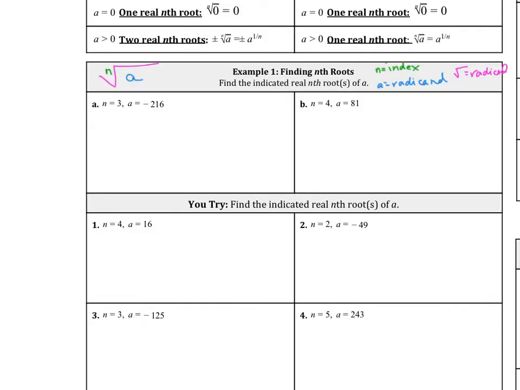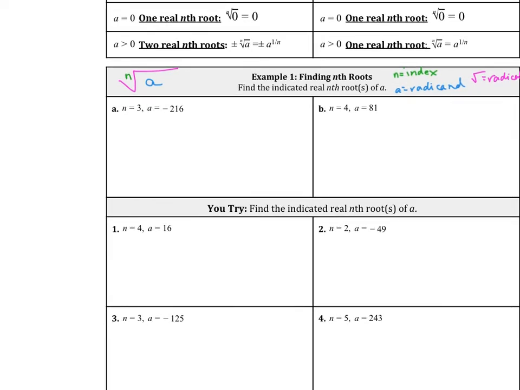Let's find some nth roots. We're going to find the indicated real nth roots of a. So remember that we have n and then radical a. n is our index, so that is what they're giving us. And remember with that n, that's how many of each we need in order for it to be perfect.